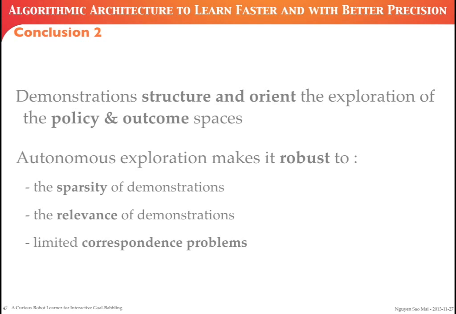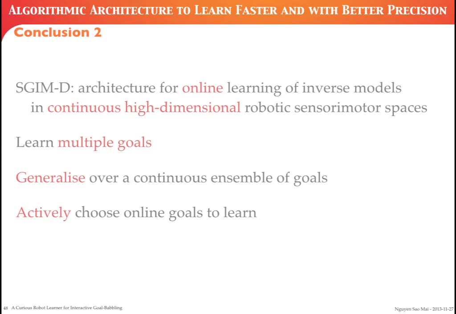So we can conclude from this set of experiments with the fishing rod that demonstrations structure and orient the exploration of policy and outcome space, whereas autonomous exploration makes it robust to the sparsity of demonstrations, the relevance of demonstrations, and with some correspondence problems. So we have devised an algorithmic architecture for online learning of inverse models in continuous high-dimensional robotic sensory motor spaces to learn multiple goals and generalize over a continuous ensemble of goals, and to actively choose online goals to learn.